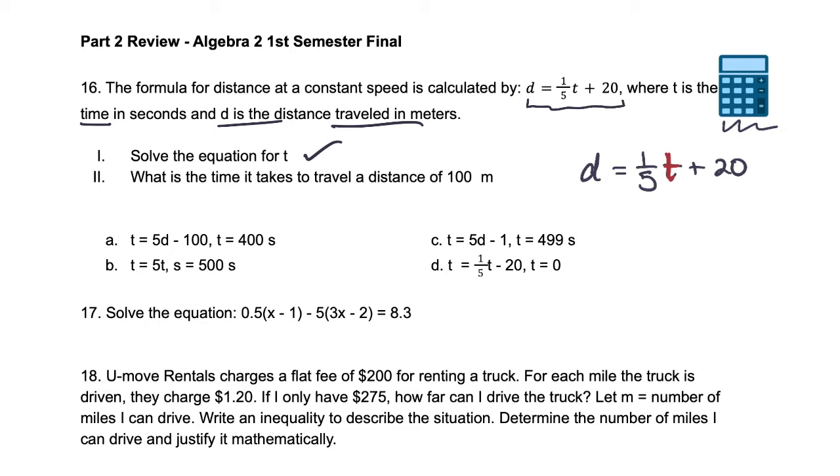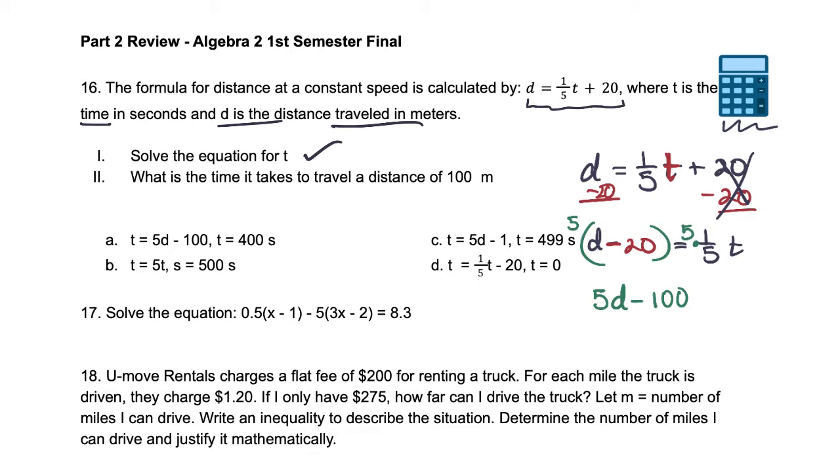Just like we solve equations, we would undo any additions or subtractions first. So let's subtract the 20 from both sides. On the left, you're going to get d minus that 20, and that equals 1/5 t. And now we just have one more step to get the t time by itself. It's 1/5 t, so I'm going to multiply the right side by 5. 5 times 1/5 is just 1. And I'll multiply the left side by 5 as well. I end up with 5d minus 100 is equal to t.